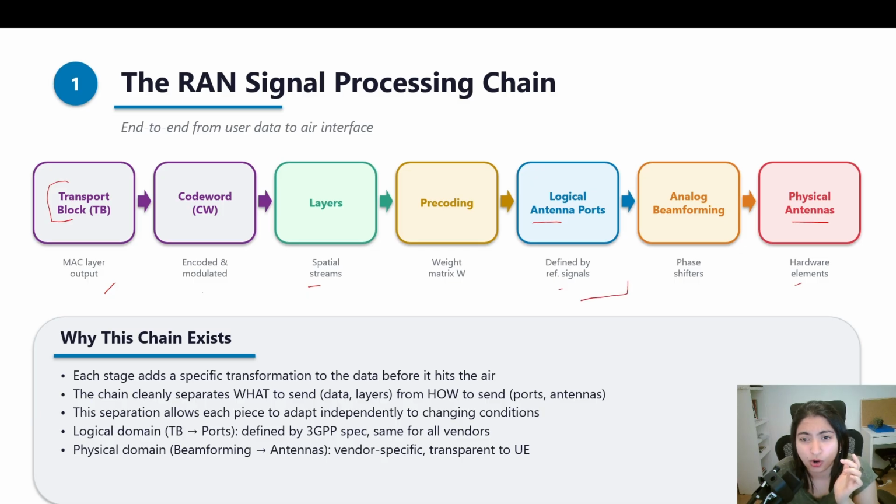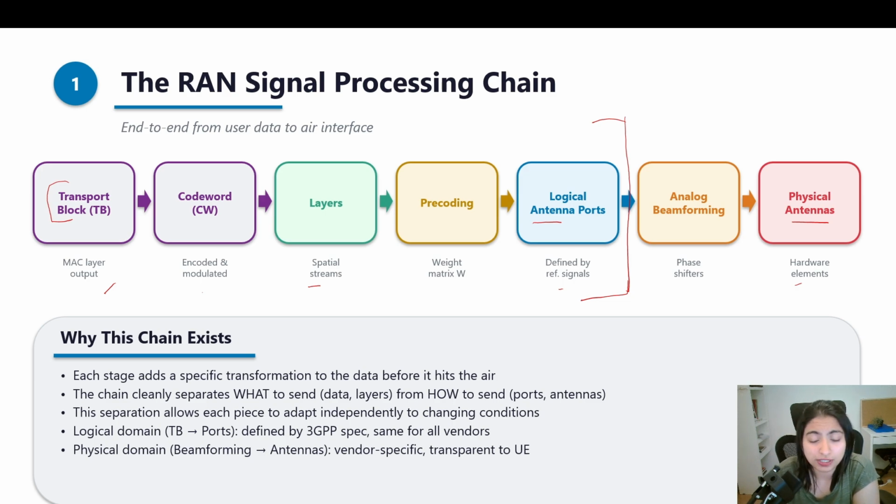Here, take care that all the steps up to logical antenna ports are all specified by 3GPP. So the UE knows only till logical antenna ports. The rest of these, analog beamforming and physical antennas, are vendor specific. The UE doesn't know how many physical antennas there are at a gNodeB. The UE only knows that there are a certain number of logical antenna ports at the gNodeB.